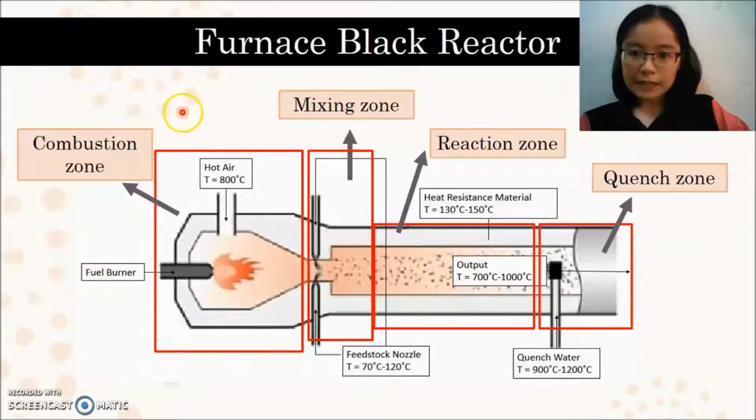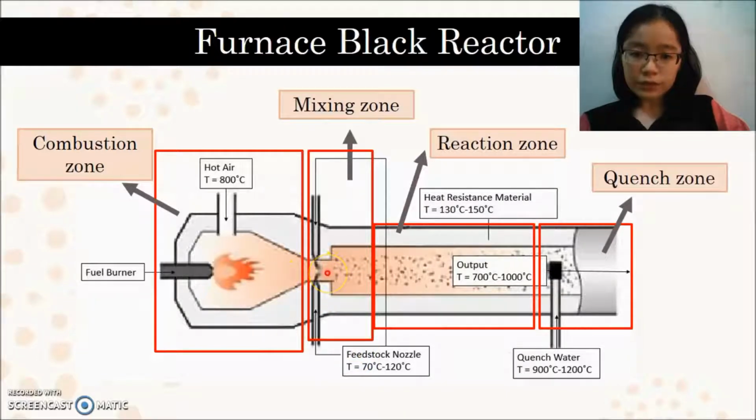Now I would like to talk about the furnace black reactor. In the furnace black reactor, there are four zones, which are the combustion zone, mixing zone, reaction zone, and lastly the quench zone. In the combustion zone, the hot air in will be at the temperature of 800 degrees Celsius, while at the mixing zone, the feedstock will go into the mixing zone at 70 degrees Celsius to 120 degrees Celsius.